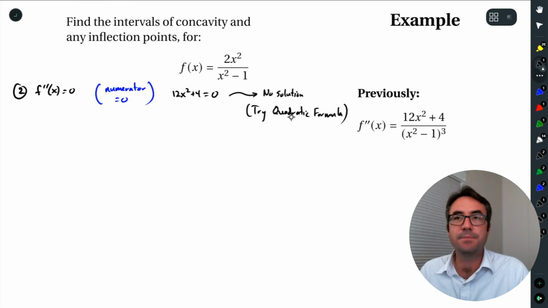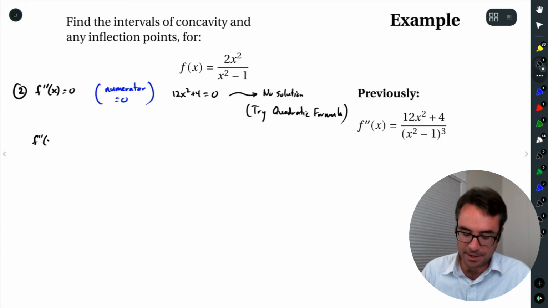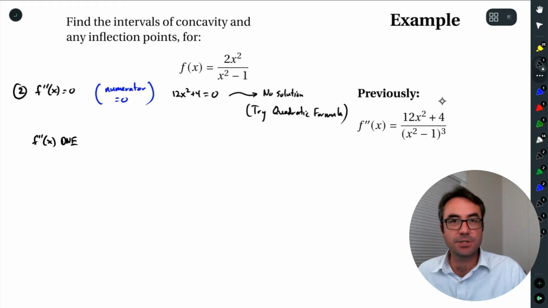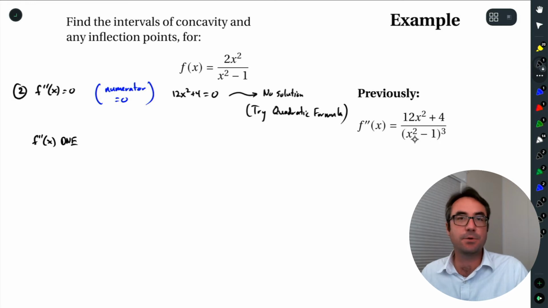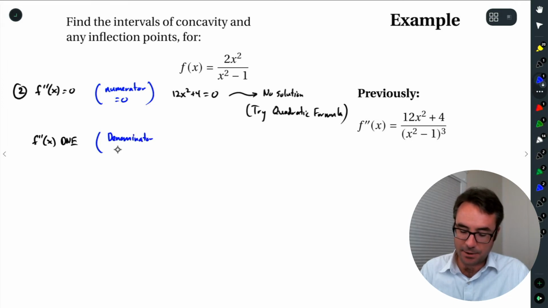You try the quadratic formula, and what you would end up with is a negative under the square root sign, and for real numbers, we can't have negatives under the square root sign. All right, so for our numerator, we don't get a solution, but we're also interested in where the second derivative is undefined. And the nice thing for fractions like this, the most common way for our fraction to be undefined is if we're trying to divide by 0. So that happens when we look at the denominator, and we're going to set the denominator equal to 0.